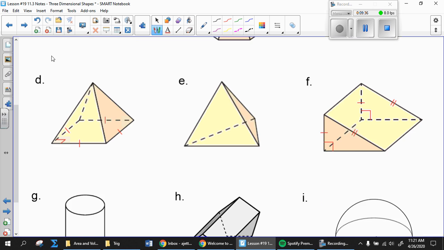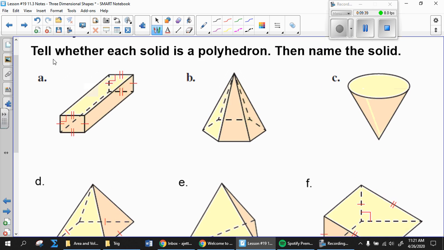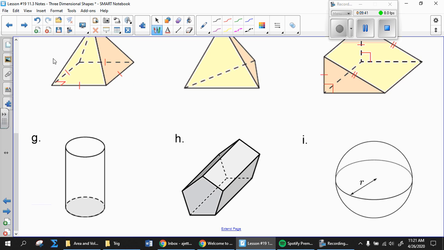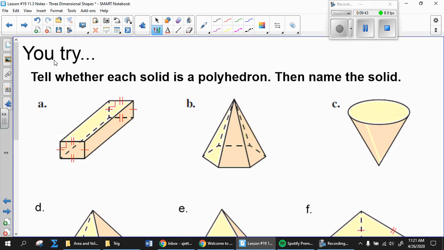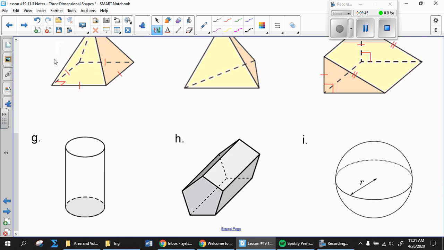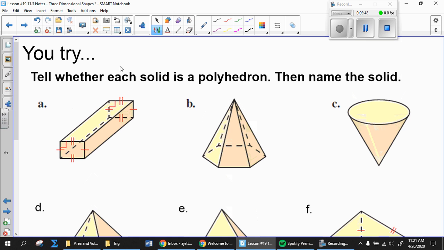All right, I want you guys to go ahead and try naming these 9 shapes. So pause your video, name these 9 shapes, and then unpause it, and I'll have the answers there.